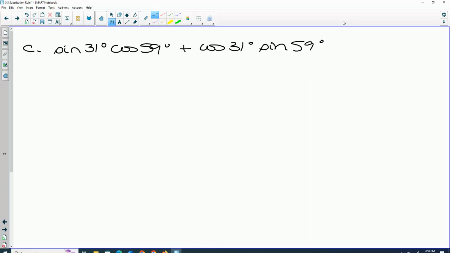All right. Does this look familiar? Yeah. Sine cosine plus cosine sine. What formula is that? Sine plus whatever. Yep. 31 plus 59 is 90. What is the sine of 90?